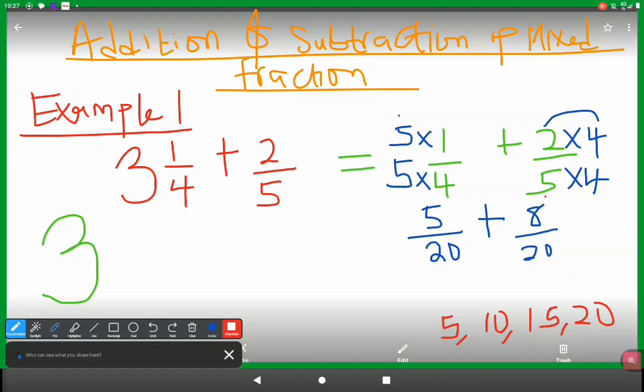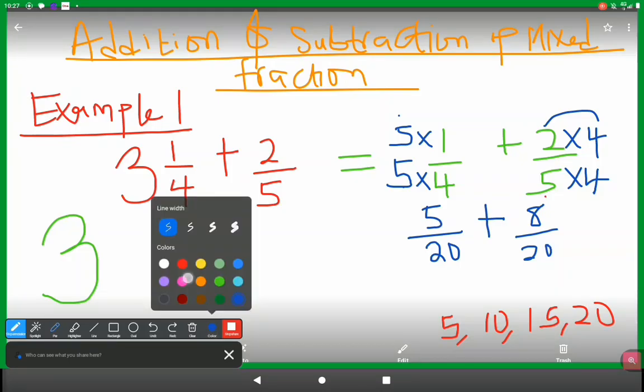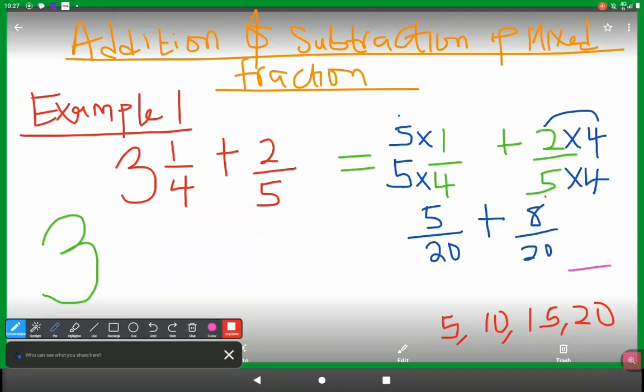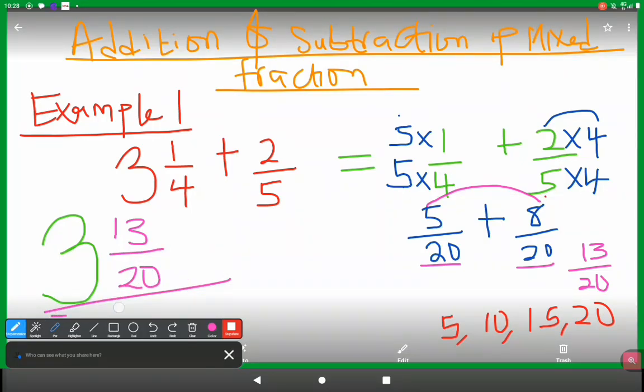When they have the same denominators, we make one out of the two. That is, you put a 20 down there because they're the same thing. Then you add the numerators. 8 plus 5 will give you 13. Now you have 13 over 20. Do not forget that you're keeping a whole number, so you come back to your whole number and write your answer beside it. 3 and 13 over 20. So that is your answer.